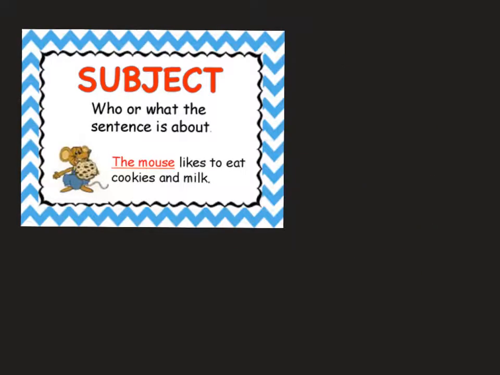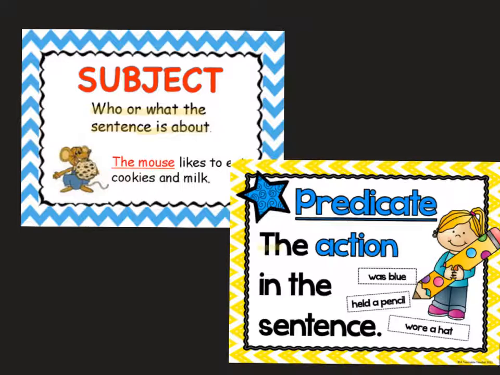Okay, to review the subject. The subject is who or what the sentence is about. The mouse likes to eat cookies and milk. The subject is the mouse. That's who it's about. The predicate is the action in the sentence. So some example predicates are was blue, held a pencil, wore a hat. Remember, those aren't full sentences because they're missing the subject. Every sentence has to have a subject and predicate for it to be a complete sentence.